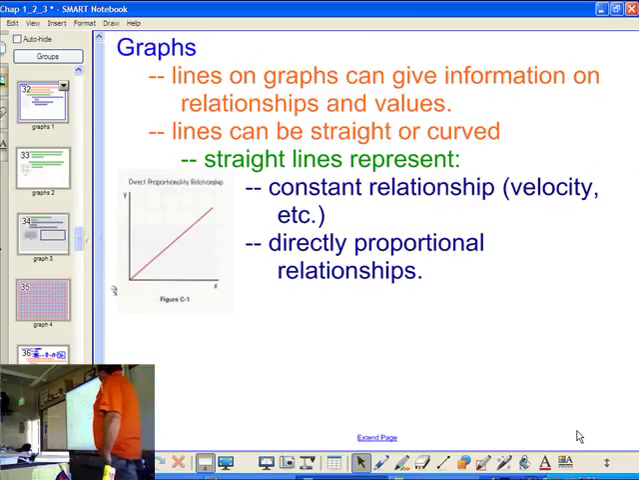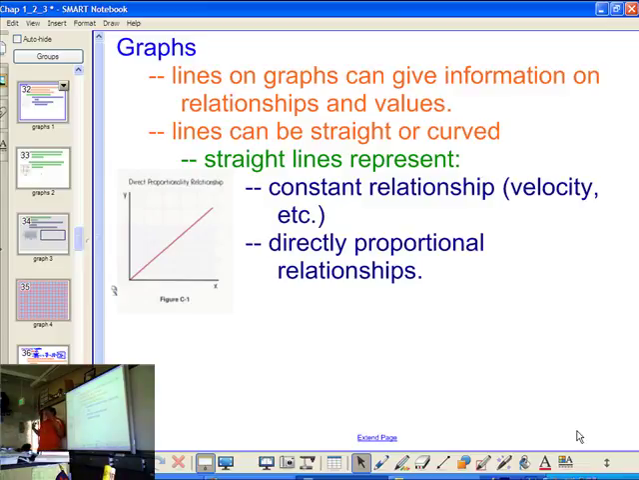So, graphs. Now, we do not do graphs in here for the sake of doing graphs. I am only going to have you do a graph in a lab because the answer to the problem is going to come from the graph. In fact, that should be your clue. If there's a graph in the procedure, it's like, oh, my answer. The answer to my hypothesis is going to come from that graph. All right? So, lines on a graph give information on relationships and values.